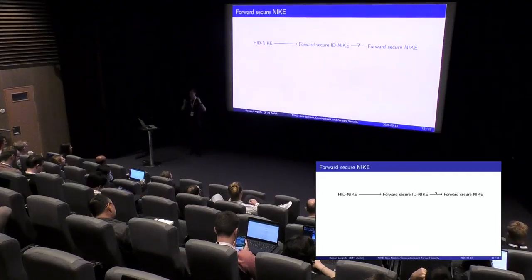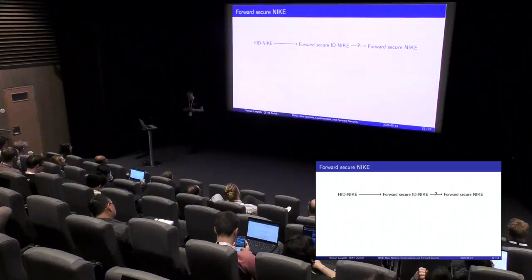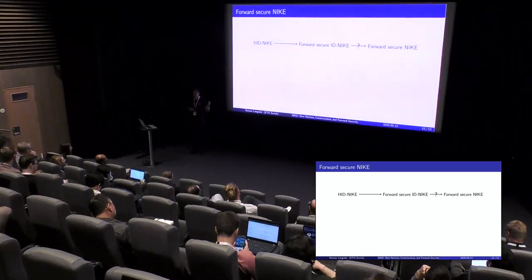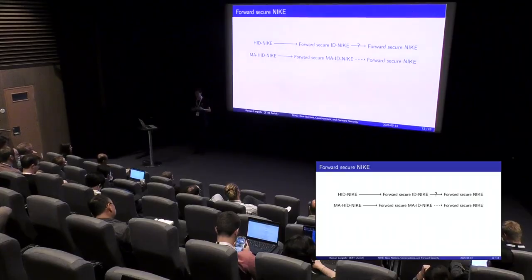Okay, so this idea only makes use of this hierarchy. So we can actually apply it to hierarchical identity-based Nike to get forward secure identity-based Nike. However, we don't know how to get from there to forward secure Nike because of the problem I described before, that we don't know how to build Nike from ID Nike. But we can also apply this to our new multi-authority notion and get forward secure multi-authority ID Nike. And then this last step becomes completely trivial. So we also get forward secure Nike like this.